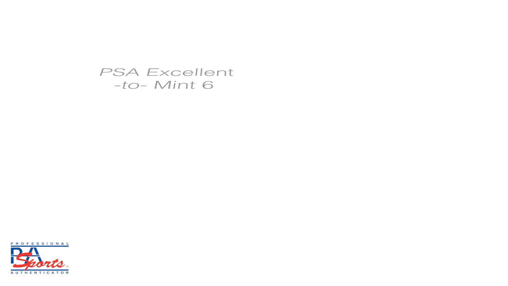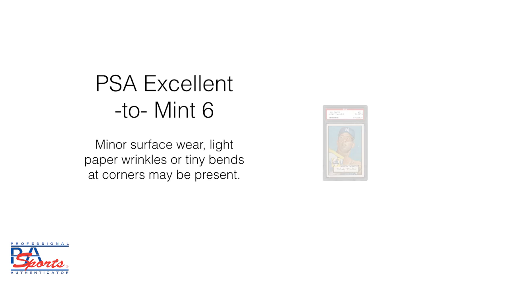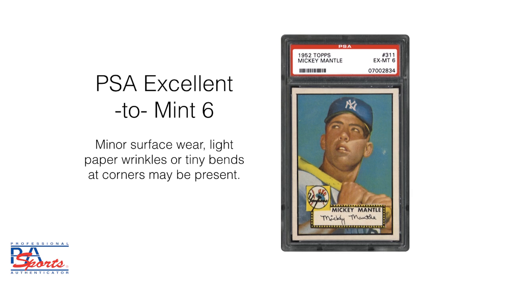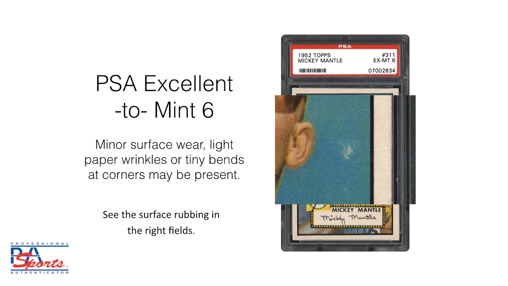Let's take a look at this PSA Excellent to Mint 6. Now, when you start to view the 6, you can see even from a distance now some of the defects that you couldn't quite see on the 8 and even the 7. So here, when we enhance the image, you can start to see little surface defects that are showing up in the background of the Mantle card in addition to the advanced corner wear.